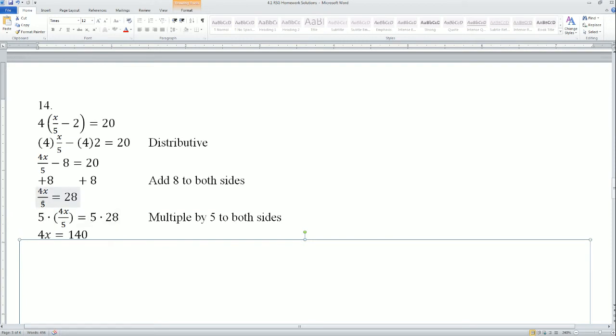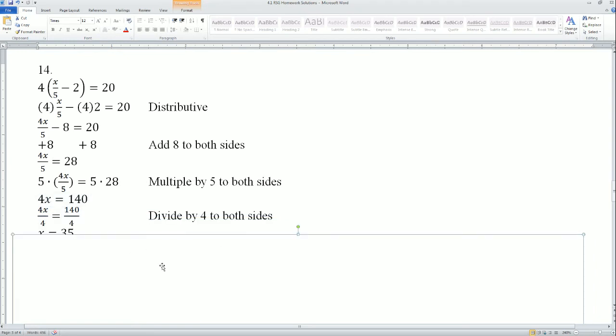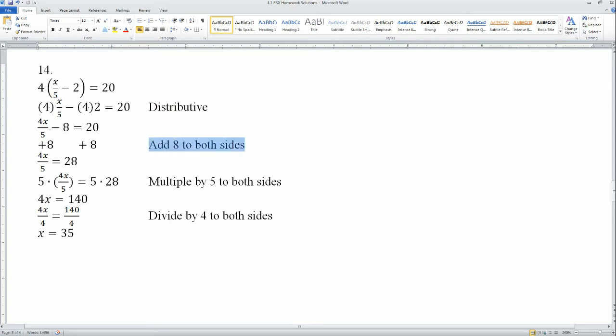Try to get rid of that divide by 5, so I multiply 5 to both sides. 4x equals 140. Divide 4 to both sides. X equals 37. Distribute, because I have to get rid of the parentheses first. Here I added because I'm trying to get rid of this. Then I deal with the fraction. Okay, so it's like that scenario. You have to work outside in, so the outside stuff, which is the minus 8, then you work in, which is the 5, then the 4.